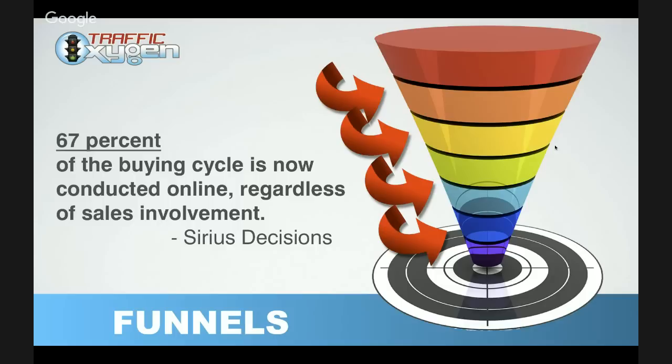And we built some special software inside of Traffic Oxygen that you guys are going to have available to you in a super short period of time, where with just a few clicks, you can build out an entire funnel worth of retargeting and implement that super easy with one retargeting pixel across the entire funnel. So we take care of all the heavy lifting on our side. And as you can see right here from SiriusDecisions, they estimated that 67% of the buying cycle is conducted online, which means it's out of our control. People just do what they do, regardless of any sales involvement at all.